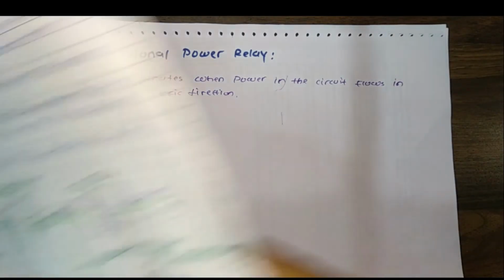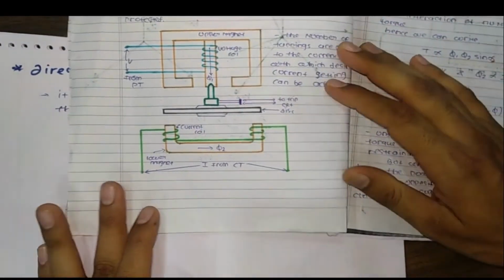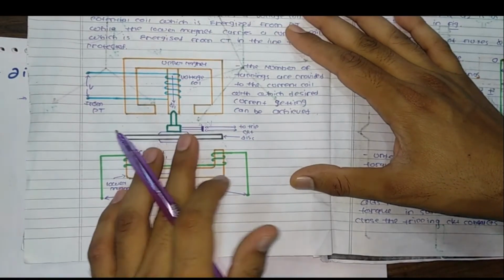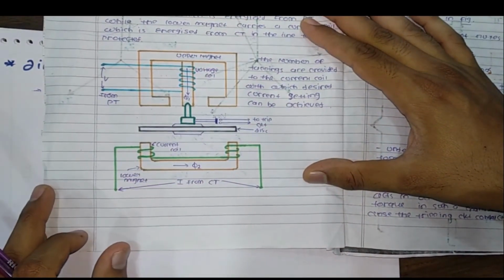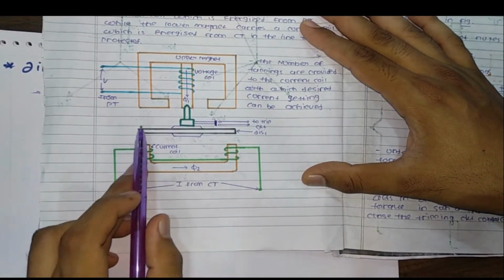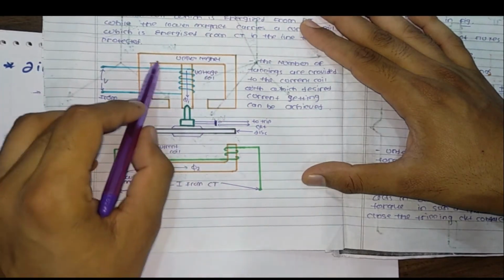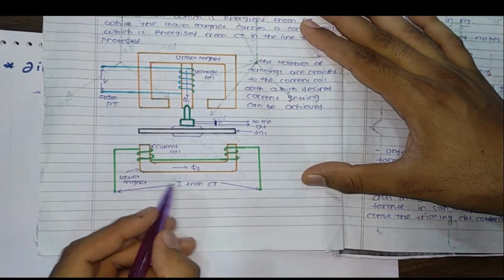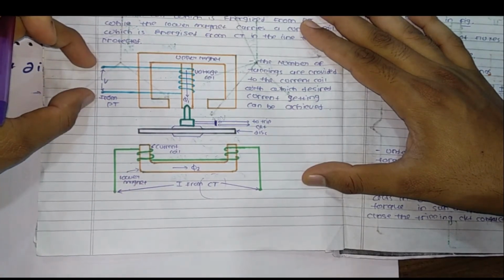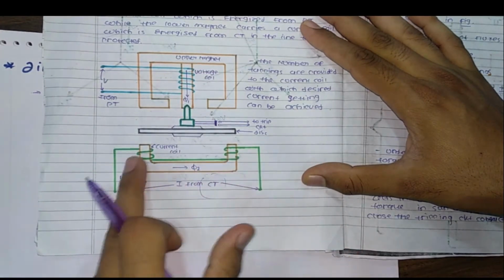So let me just give you the information about this kind of structure. So here is the directional power relay. This is the directional power relay. Fine. As you can see here, there is one current coil. Also here the lower. This is the upper magnet. This is the lower magnet. The current from the CT is given over here, and voltage from the potential transformer is given over here. Fine. So this is voltage coil and this is current coil.